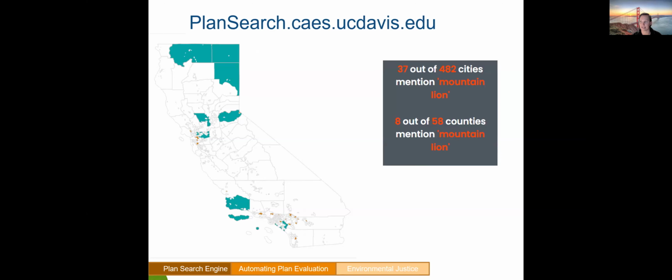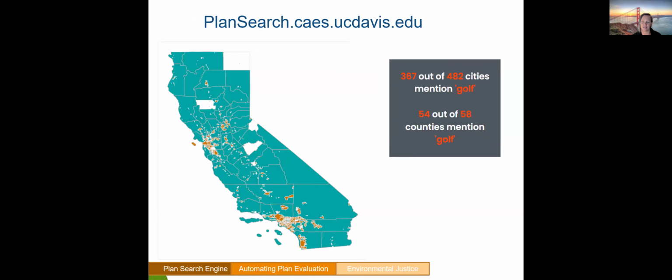Wow, we've got some skeptics in here. Yes, so let's look at that. 367 out of the 482 cities address golf. Nowhere are they required to do this. So this tool allows you to see what communities value and care about and are planning for.